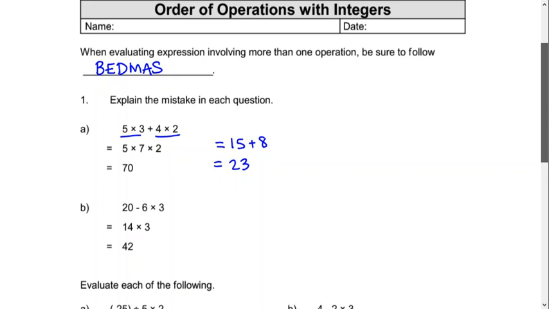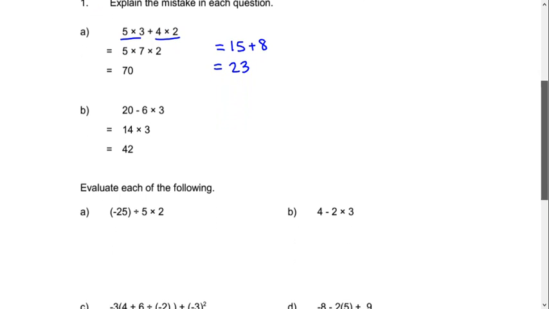In the next example, they've said that 20 subtract 6 times 3 is equal to 14 times 3 is equal to 42. So again, the issue in this question is that this person has done their subtraction first before they did their multiplication. And we know that that is not correct. So in this question, we would have to do our multiplication first. Negative 6 times 3 gives us negative 18. Remember, a negative times a positive is a negative value. And 20 take away 18 is 2.